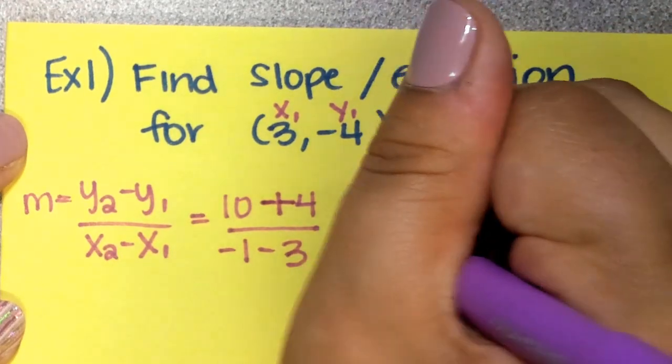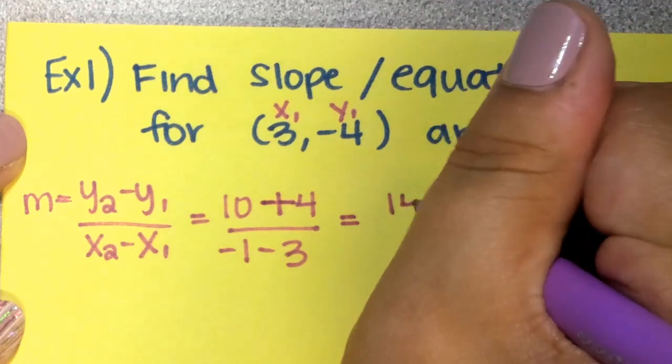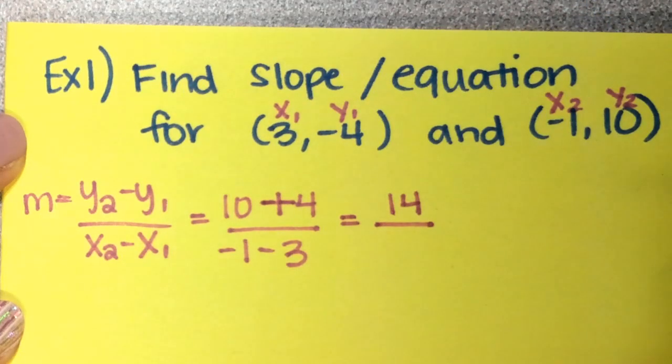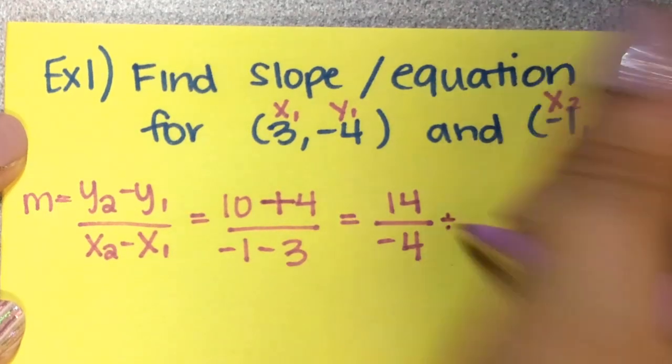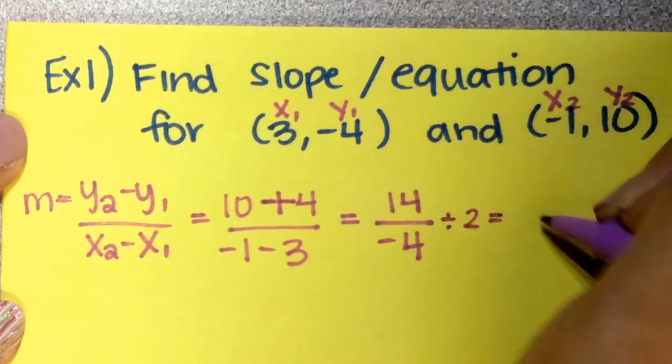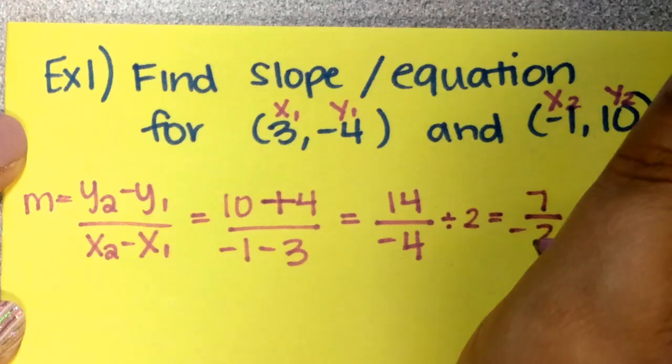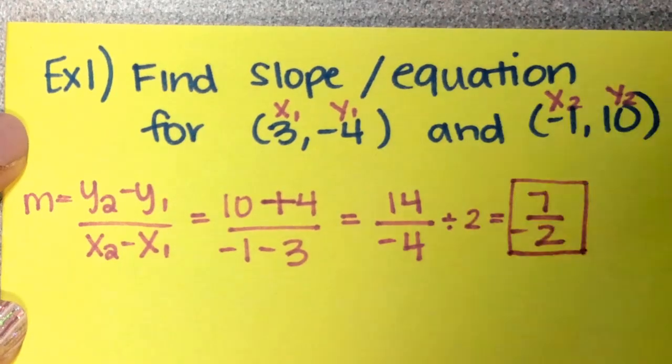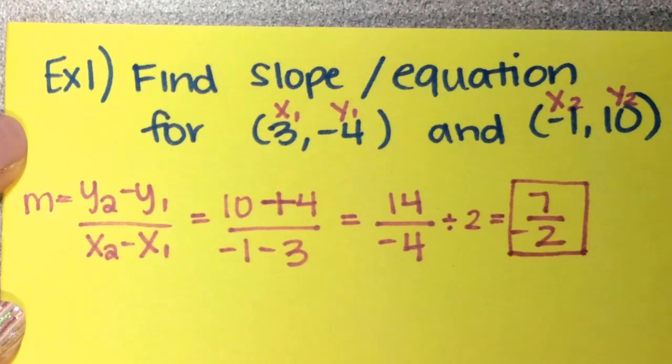What is 10 plus 4? What is negative 1 minus 3? But we don't have Desmos to do that for us. And I don't want decimals. What can I divide them both by? 2. And what is that going to give me? 7 over 9. We cool with that? Okay.